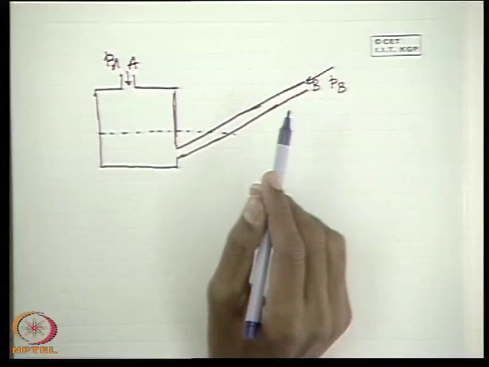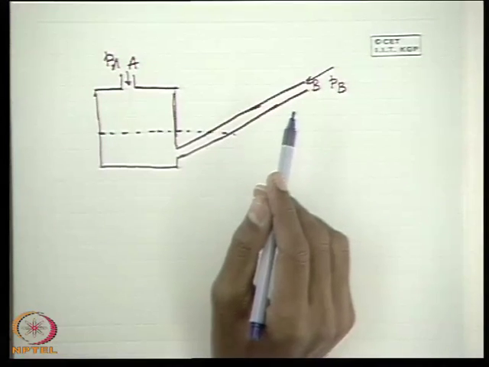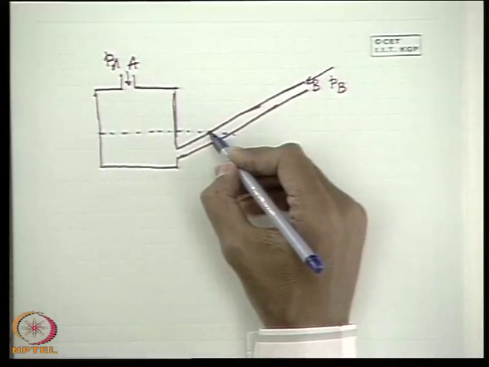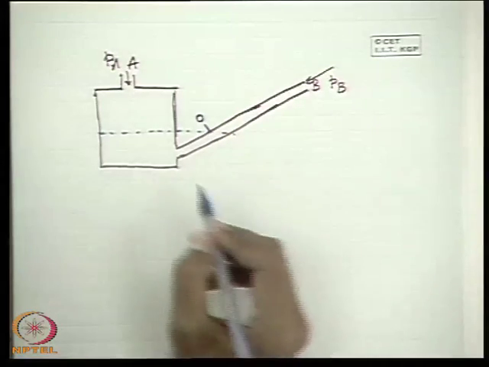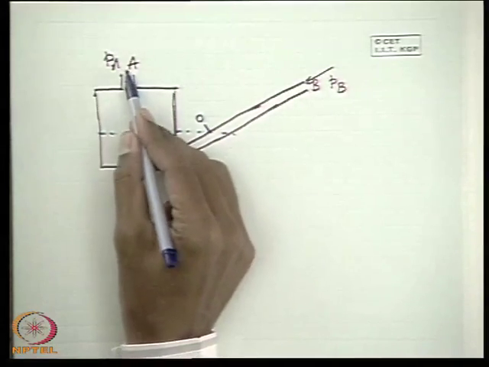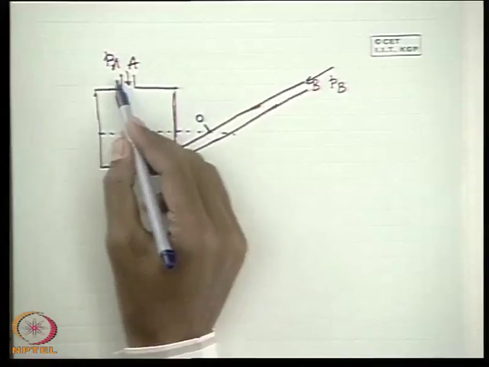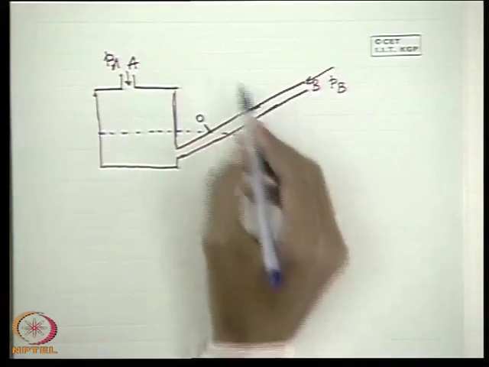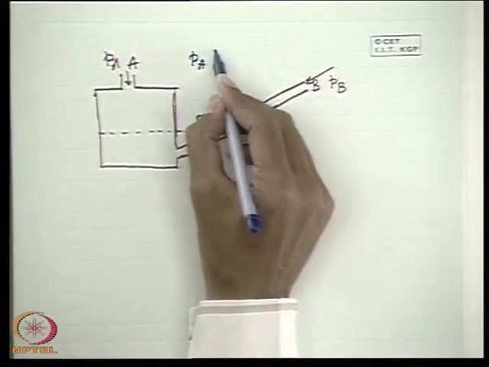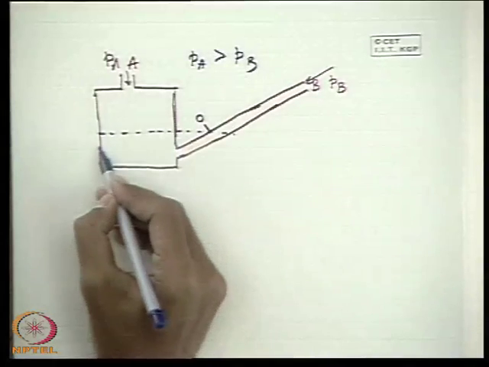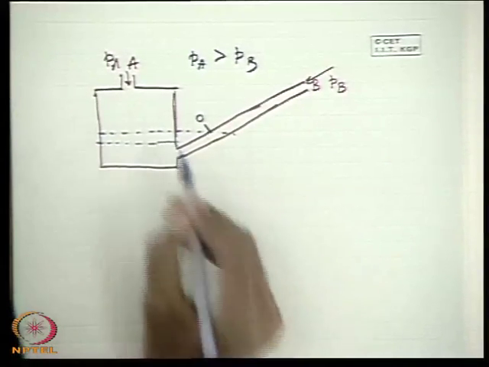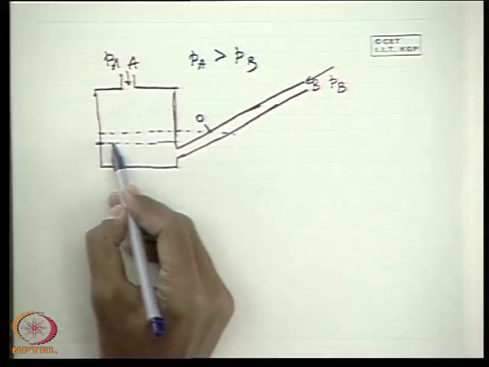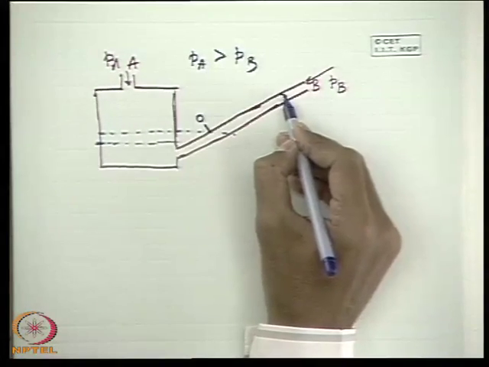The reading figure reads 0, that means the inclined tube manometer reads 0. This we measure like this. Now what happens when pressure is applied at A and B, when PA is greater than PB? This limb will be decreased and here this will be increased.